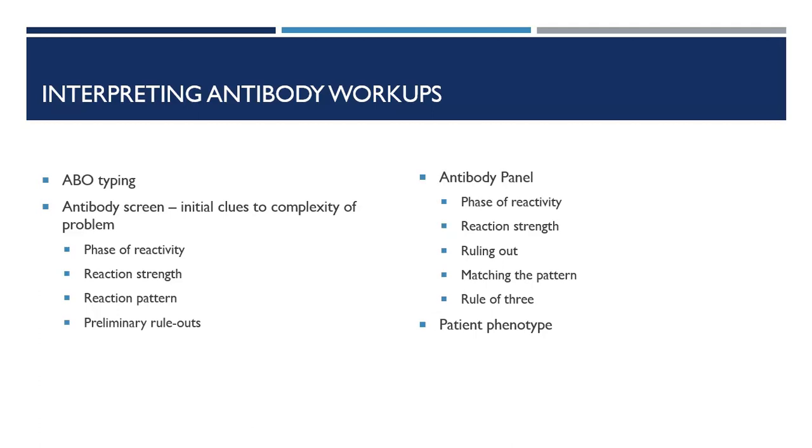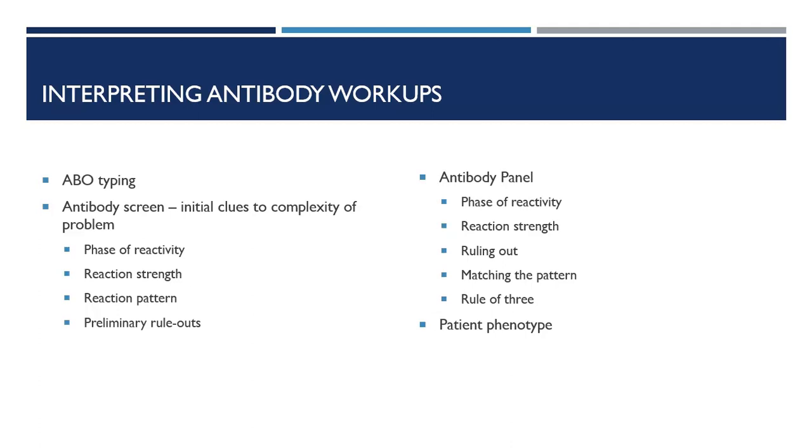We also were able to perform some preliminary rule outs that did feed into our antibody panel, although our antibody panel was pretty straightforward because we had a lot of negatively reacting cells. So the antibody panel is where we are able to work through our guidelines for interpretation of a panel and complete all of these steps. Again, we were using the gel methodology, so we only had one phase of reactivity that we could look at, but that showed us, again, we were dealing with an IgG antibody. The reaction strength carried forward from the screen to the panel, so again, that gave us more information. Hey, this is most likely a single alloantibody.